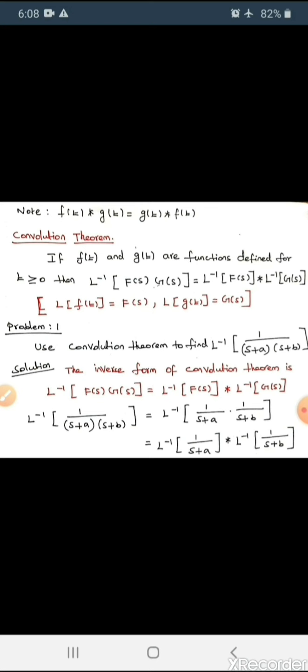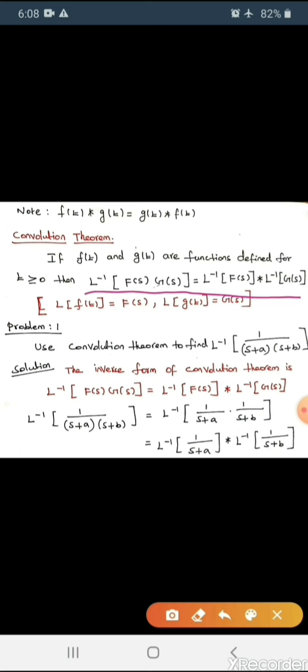If f of t and g of t are functions defined for t greater than or equal to 0, then the inverse form of the convolution theorem is L inverse of capital F of s into capital G of s is equal to L inverse of capital F of s convolution L inverse of capital G of s. This is the most important theorem.